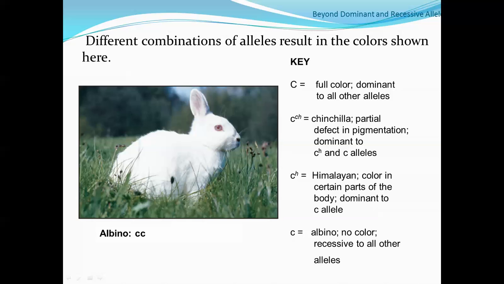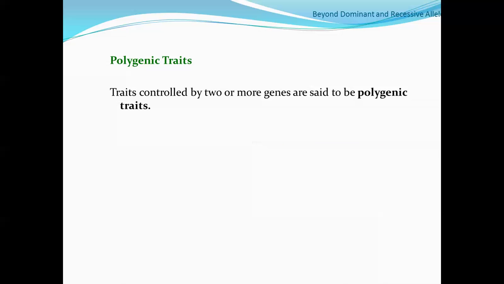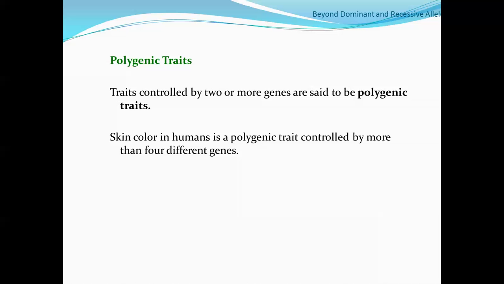All these different alleles exist, however they don't all exist in each individual. Our next is polygenic traits, and traits that are controlled by two or more genes are said to be polygenic. Skin color in humans is a polygenic trait that's controlled by more than four different genes. So four different genes inside our body contribute to why our skin is the color that it is.